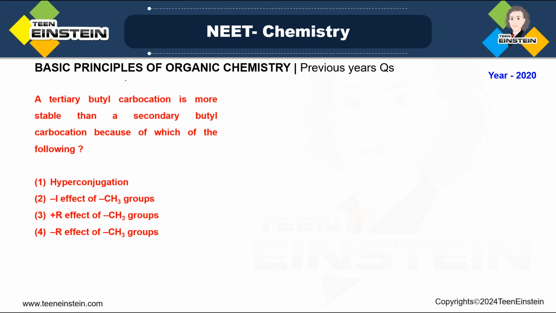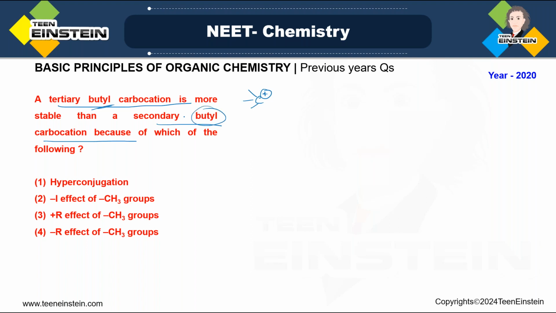A tertiary butyl carbocation is more stable than secondary butyl carbocation because of which of these reasons? So first thing you have to draw it, right? Tertiary butyl. Butyl means total 4 carbon, but tertiary means 3 alkyl group substitution must be present. Now 3 alkyl substitution present on a single carbon, already 4 carbons are there. So that is actually the tertiary butyl.